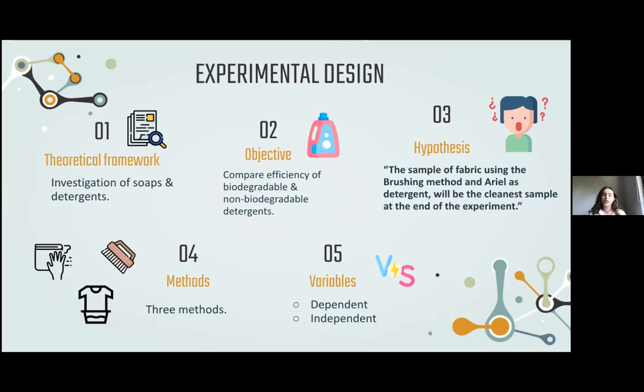As for the variables, the dependent variable was the cleanliness and whiteness of fabrics after being stained and washed, and the independent variables were the amount of detergent used, the brushing versus scrubbing against the washboard, the soaking, and the temperature of the water, which all varied according to the tests.